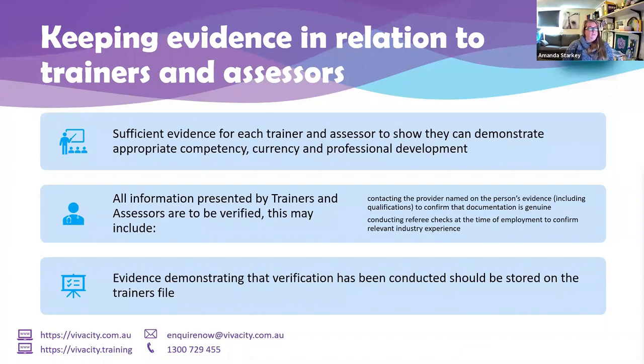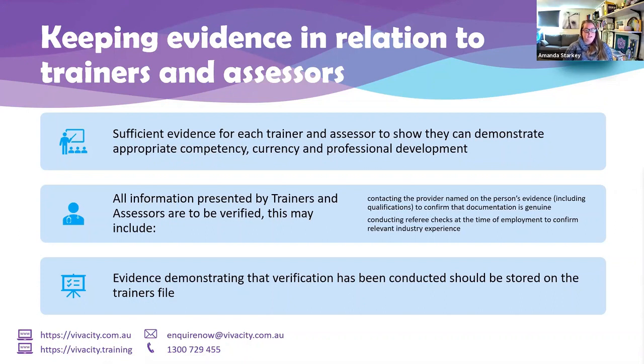So how do you keep your evidence? How do you store evidence and what evidence is appropriate? For each trainer assessor, you must have sufficient evidence to show that they demonstrate appropriate competency, currency, and professional development. All information presented by trainers and assessors is to be verified. This may include contacting the provider named on a person's evidence, including qualifications, to confirm the documentation is genuine. So that can be RTOs that have issued certificates, or it can be past employers.